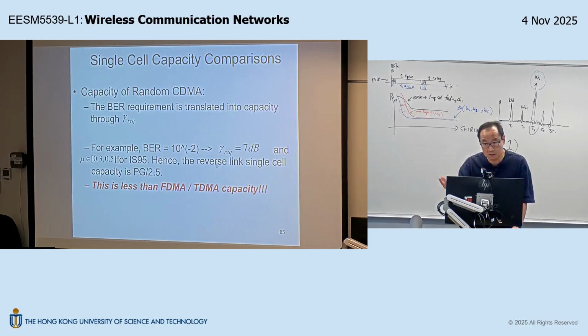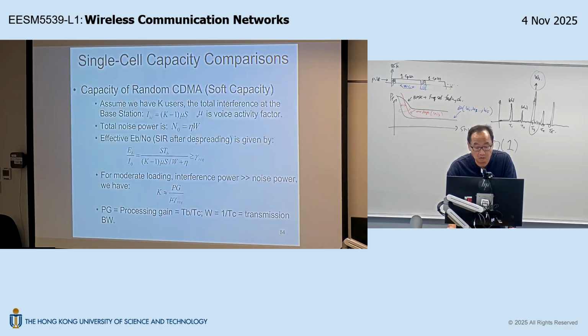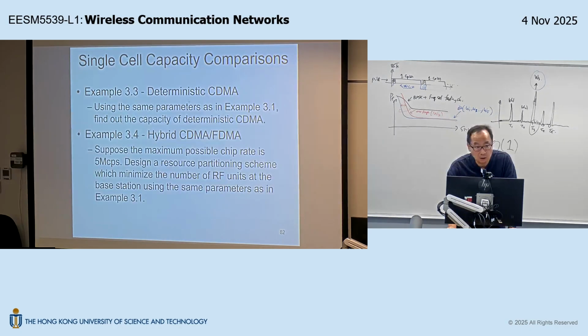And then you may start to question, in this case, what's the benefit of using CDMA? The capacity of deterministic CDMA at best is the same as TDMA, FDMA. In the random CDMA situation, it's even worse than that, right? So what is the benefit? So it seems like there is no benefit in using CDMA, right? And if there is no benefit, then what for, right?